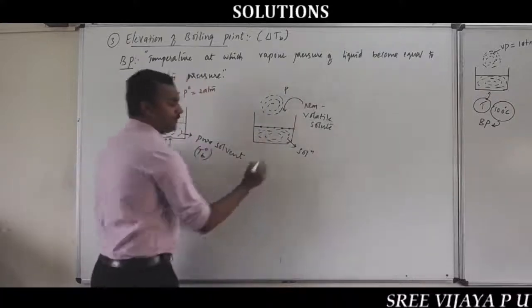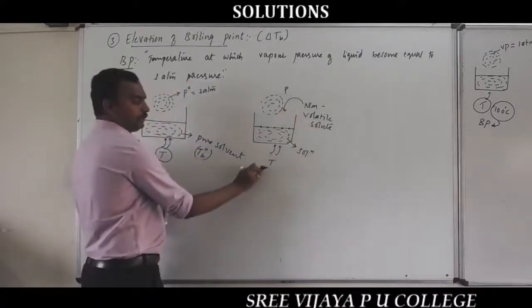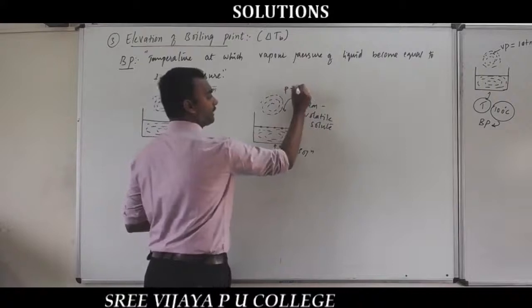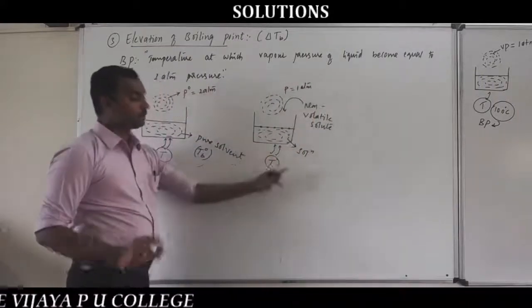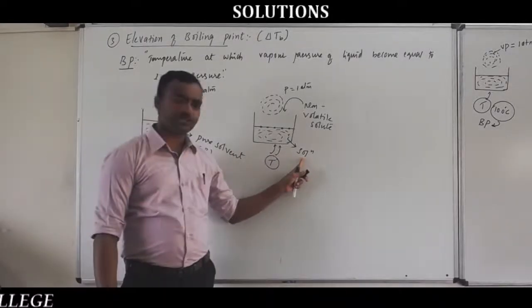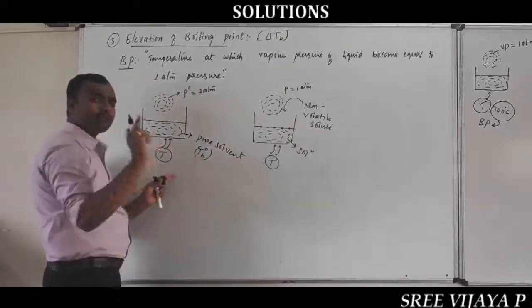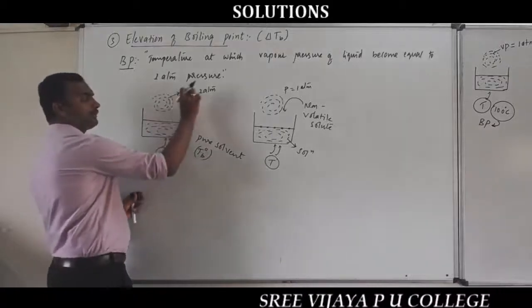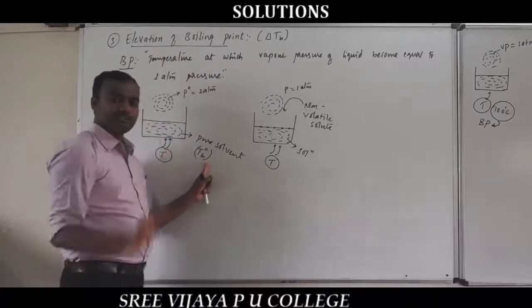At the same time, now I am going to heat this solution. As I keep heating, at a particular temperature the vapor pressure of the solution becomes equal to 1 atmospheric pressure. That temperature is called the boiling point of the solution. Here we have the pure solvent, and here the solution. T0B is the boiling point of the pure solvent: at this temperature its vapor pressure becomes equal to 1 atmospheric pressure. Therefore T0B is called the boiling point of the pure solvent.